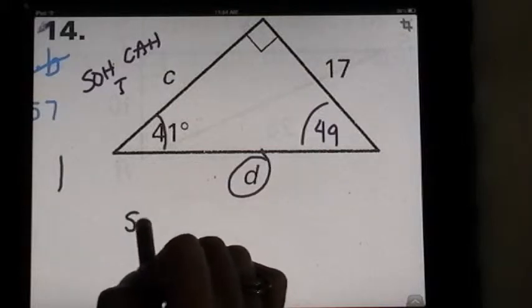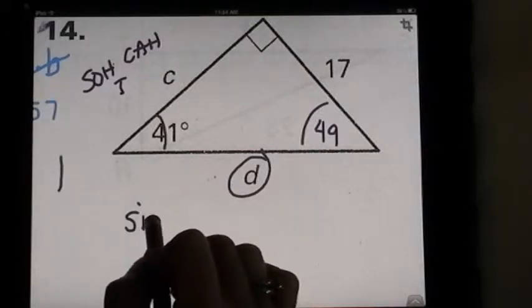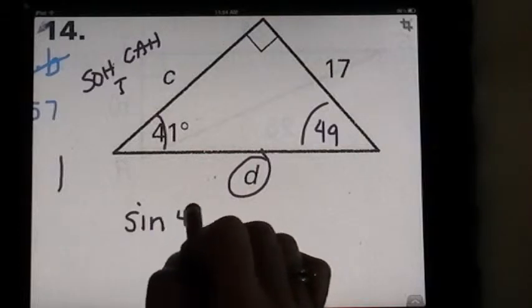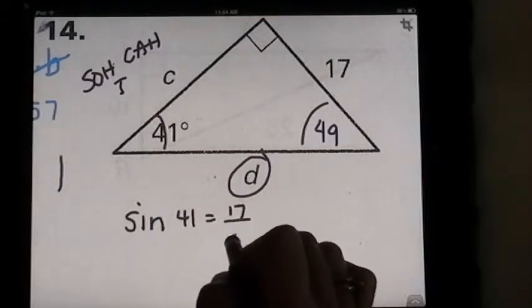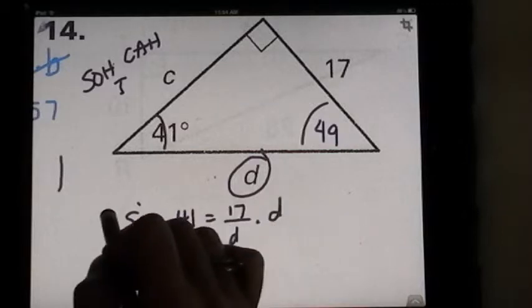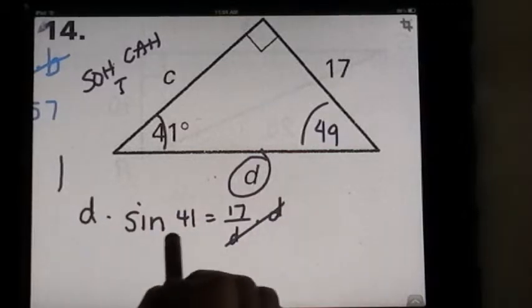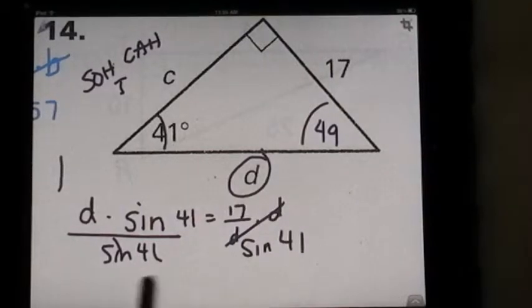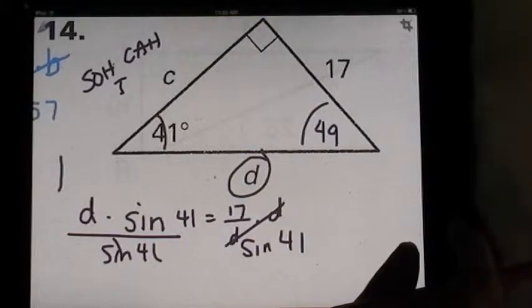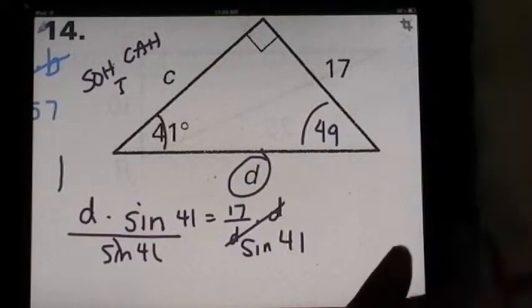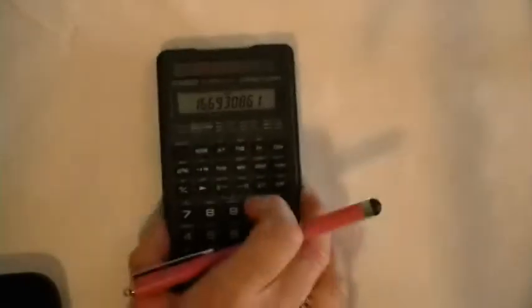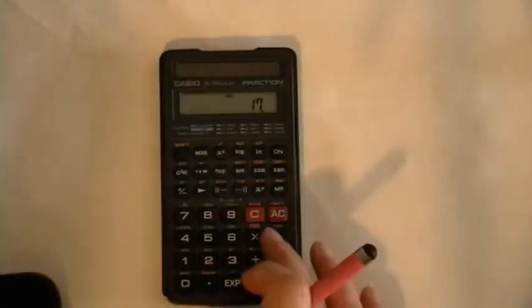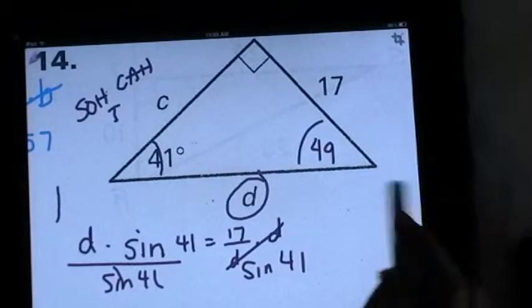Okay, let's do sine 41 equals 17 over D, and I'm going to move the D up into the numerator, and I'm going to divide both sides by sine 41. I'm using my calculator. 17 divided by 41 sine is 25.9. So D is 25.9.